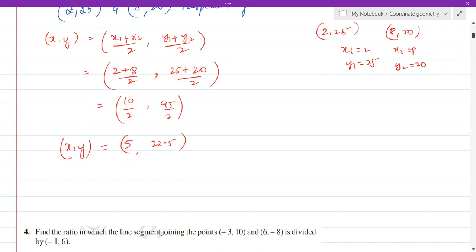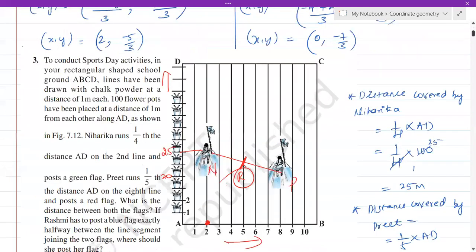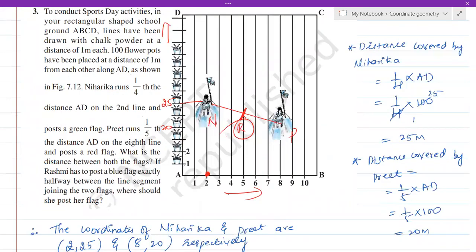Which means she has to be in the fifth row, fifth column. As you can see, I have correctly placed it here. Fifth column, and it will be between the 22nd and 23rd pot. Between the 22nd and 23rd pot you will have this point. This is where Rashmi has to post the flag.